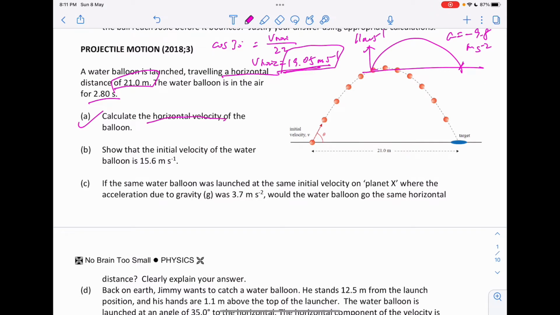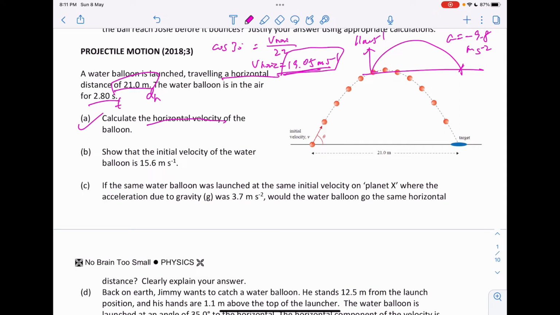Horizontal velocity, what was that? Okay. We have a horizontal distance, in the air for 2.8 seconds, that's the time. Well, that's going to work for the vertical and the horizontal velocity. Okay, the horizontal velocity of the balloon: V equals D over T. 21 over 2.8. What does that equal to? 21 over 2.8, so that's 7.5 meters per second.